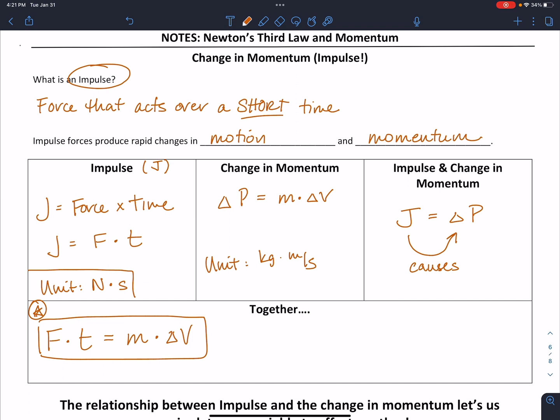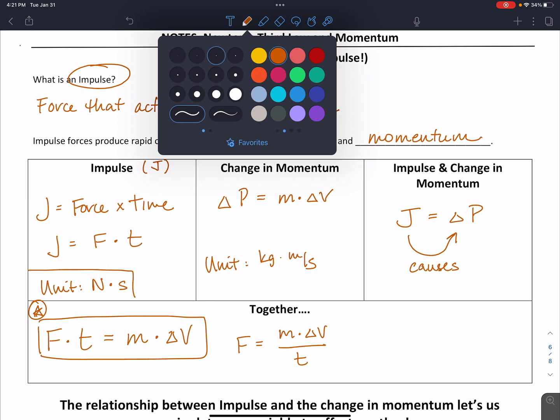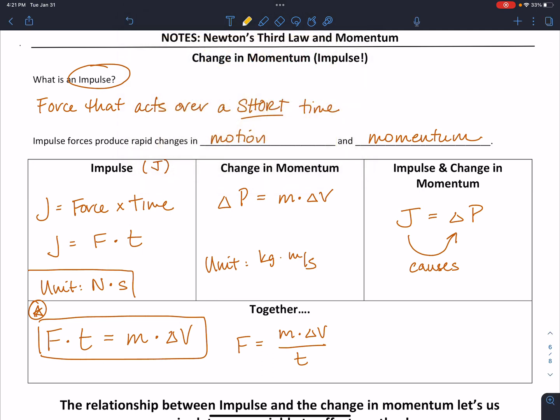All right. We can rearrange this formula and solve it for our force, and we're going to get mass times the change in velocity over time. All right. And if you look carefully, if you remember Newton's second law, the change in velocity over time is equal to the acceleration.